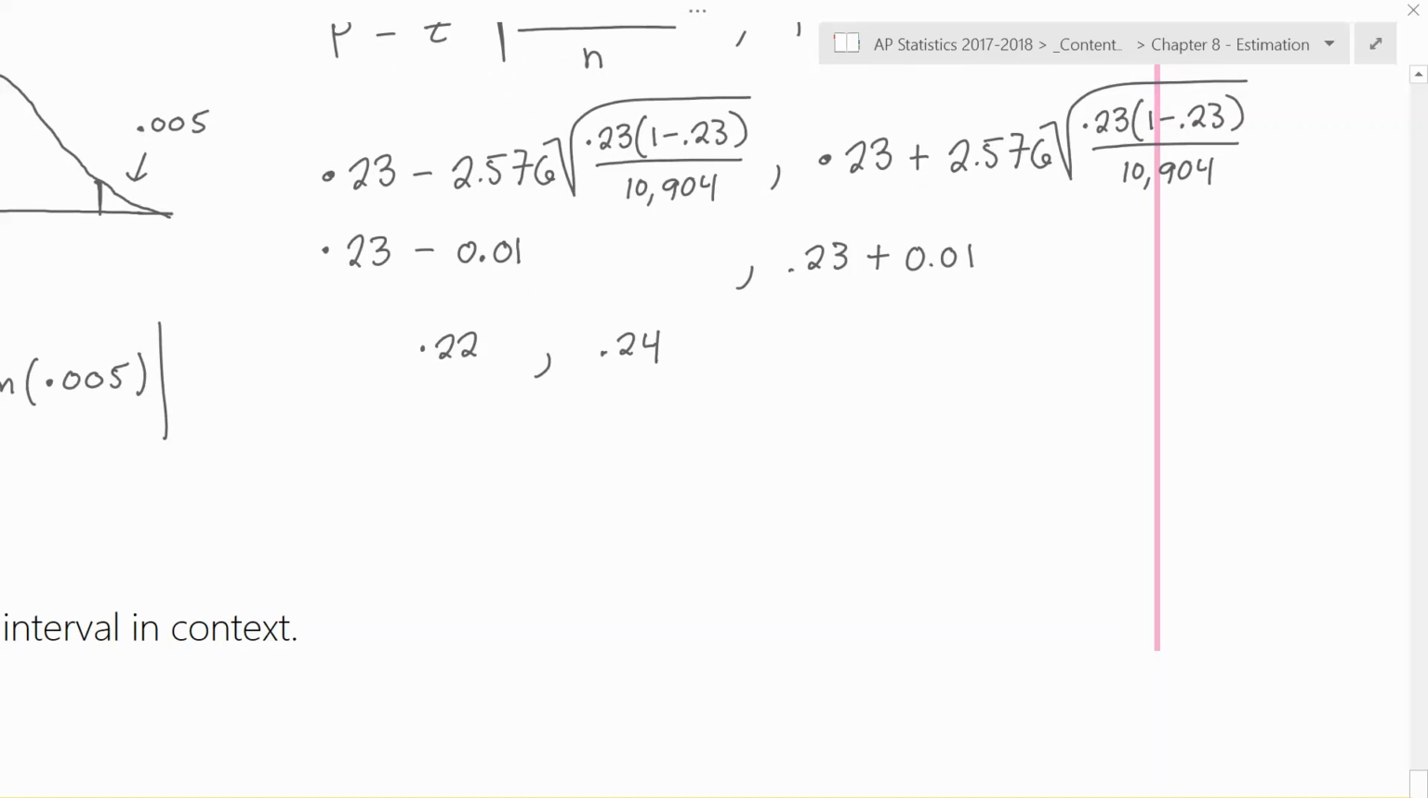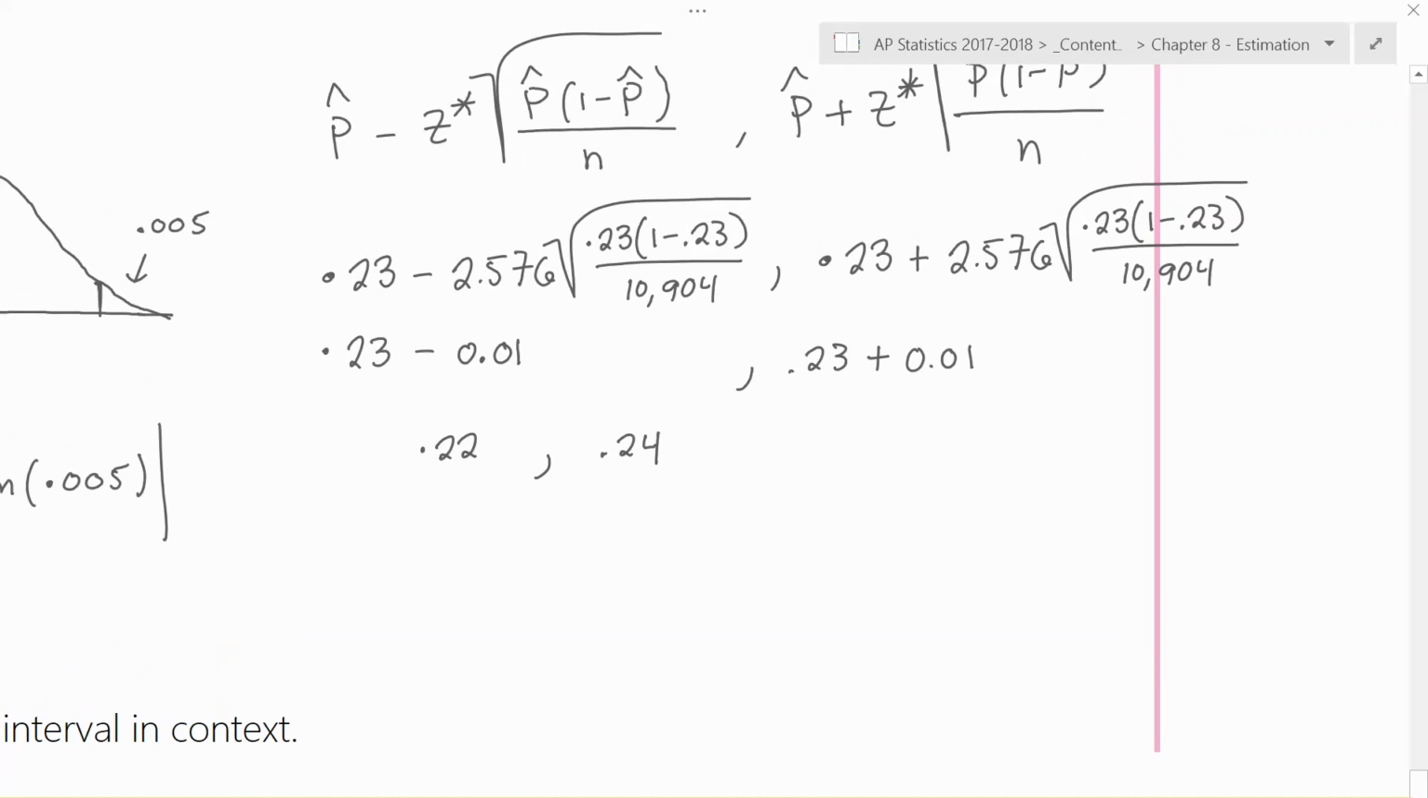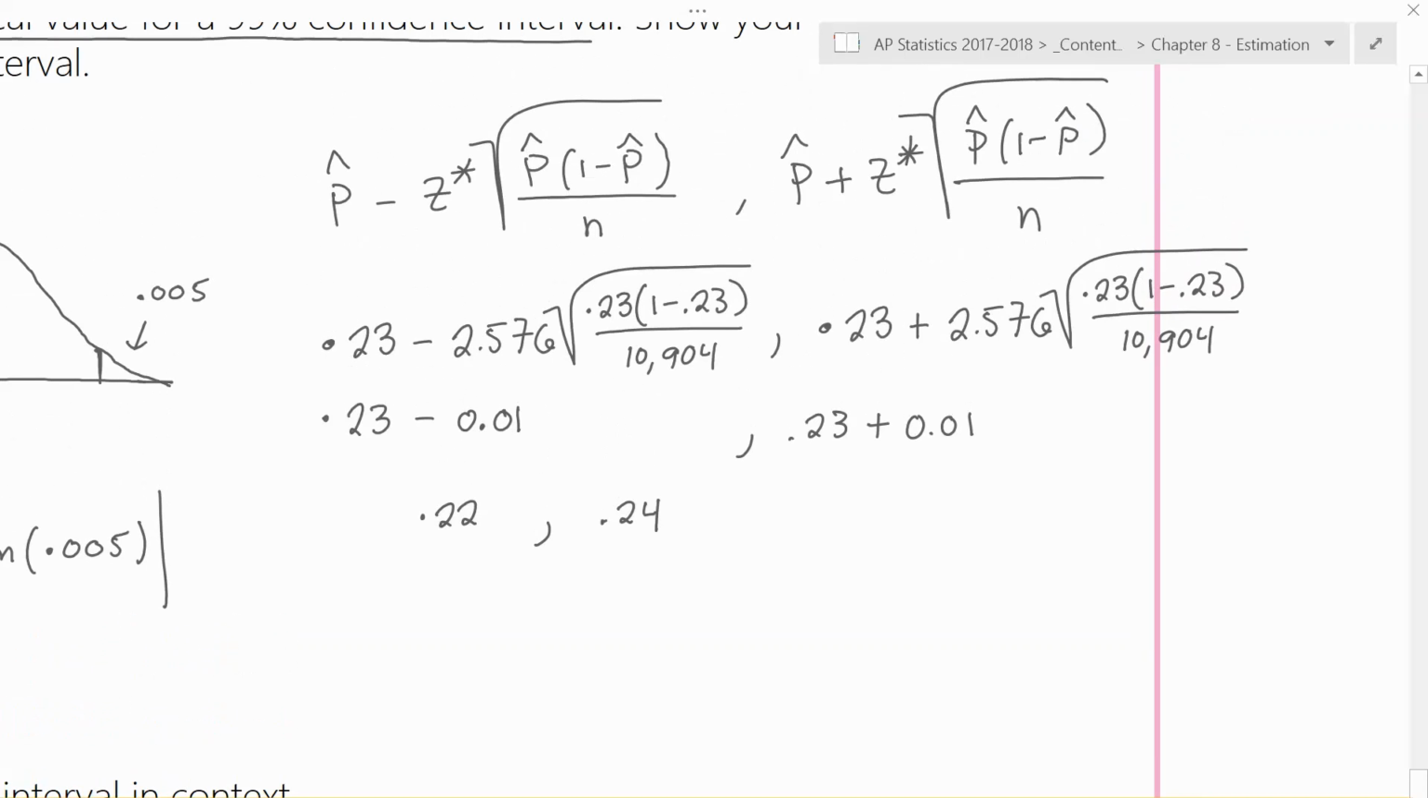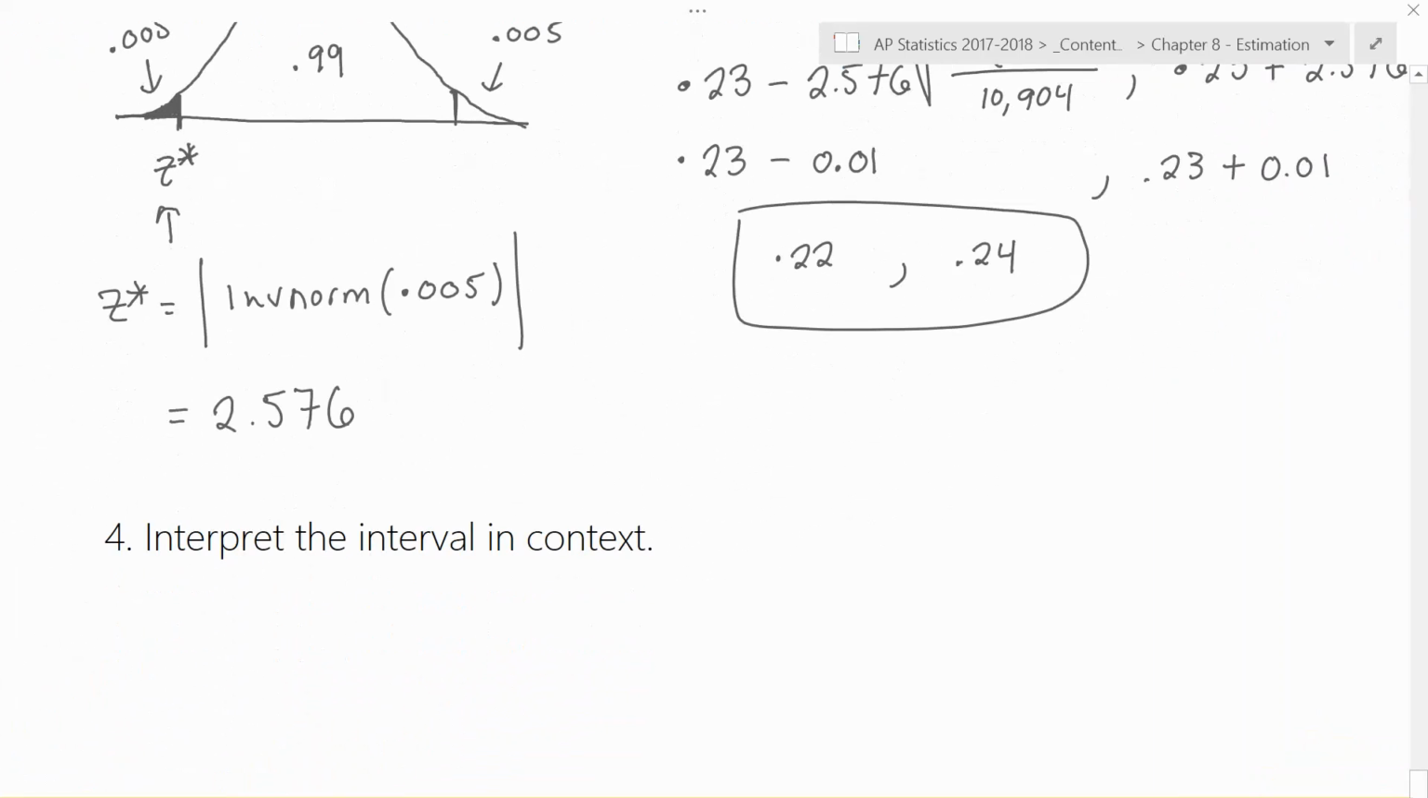Very small interval, right? Why is the interval so small? We can see right from our calculation that dividing by this huge sample size greatly decreases the sampling variability. So if we were to take repeated samples of over 10,000, those sample proportions are going to be very close to the true proportion on average. So we don't expect a lot of deviation. So this is our estimation interval for the true proportion of binge drinkers.